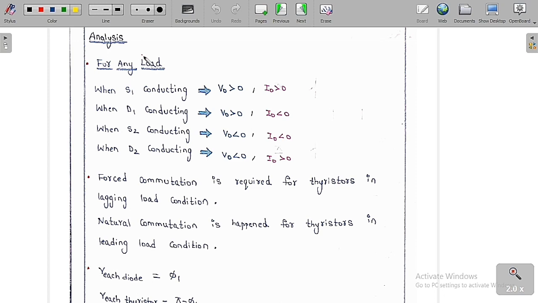As I have already told you from the earlier onwards, for any load, when switch S1 is conducting, the output voltage is positive and the output current is positive. Whereas when diode D1 is conducting, the output voltage is positive and the output current is negative. Whereas when switch S2 is conducting, the output voltage is negative and the output current is also negative. Whereas when diode D2 is conducting, the output voltage is negative and the output current is positive. So this is the nature of each and every output voltage and output current, based on these different types of conduction of the switches.